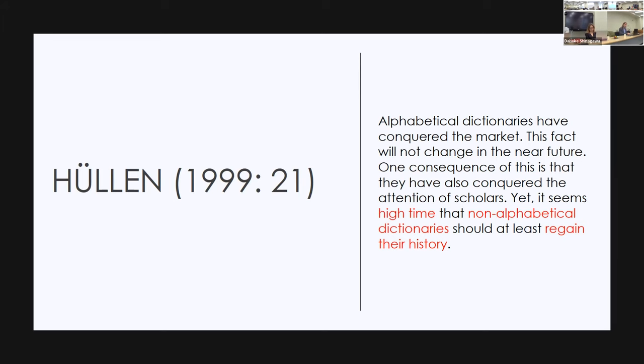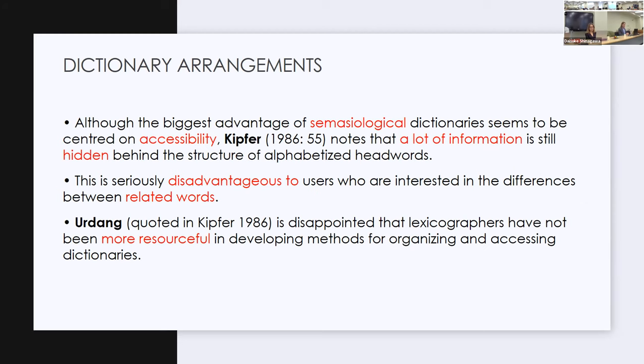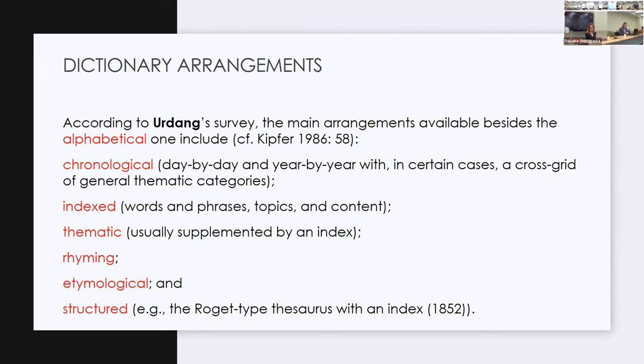Now, semasiological is very accessible, but actually a lot of information is lost. Think of the Bantu languages where we are forced to put nouns and verbs very far apart, even if they have the same root. Hartmann, the great lexicographer, thought we had to be more resourceful in designing access routes to the data. And he came up with this list of types of access routes: alphabetical, chronological, an index, thematic, that's the focus of today, rhyming, etymological, or structured, like in Roget's Thesaurus.